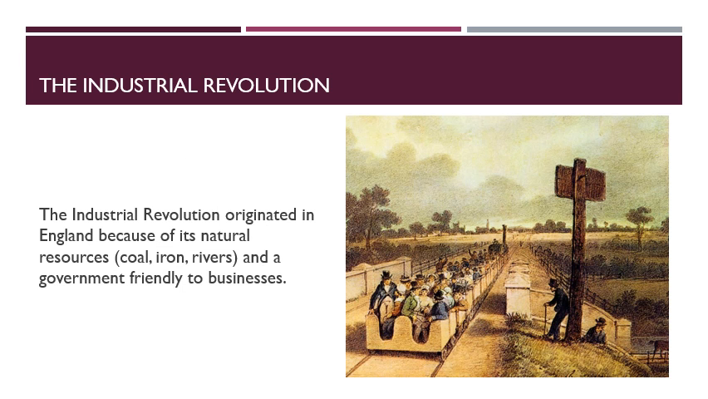The Industrial Revolution begins in England because England had all the required parts. Lots of natural resources such as coal and iron, rivers for transportation, a large population which could provide workers, and finally a government that was friendly to business.